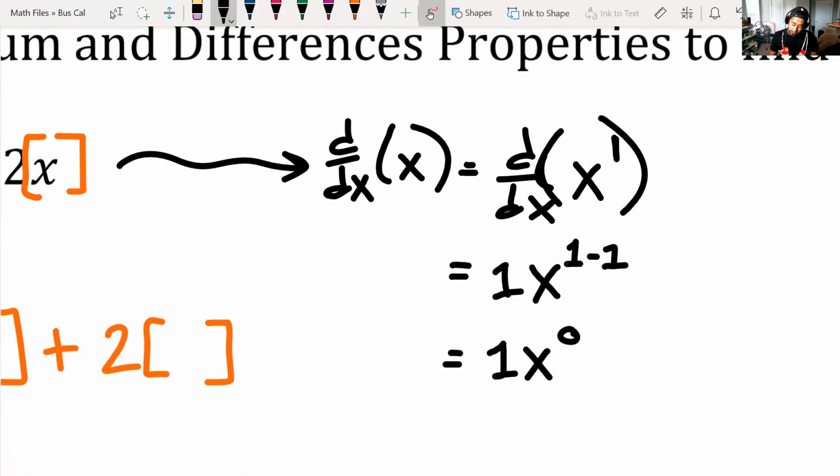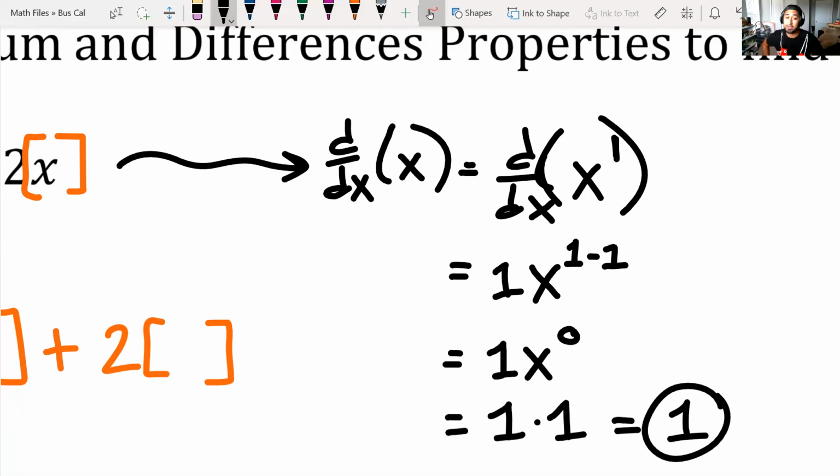where anything to the 0th power is always 1. If you said 0, please exit and quit the class. Just kidding, but don't do that. Anything to the 0th power is always 1. So this becomes 1 times 1, which is just 1.